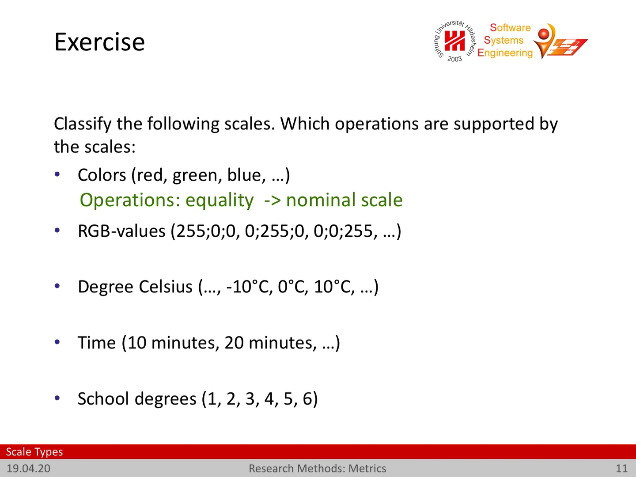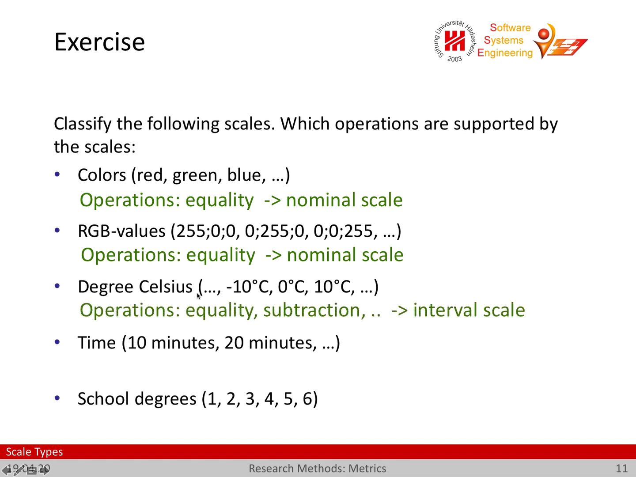RGB values are basically the same thing. They are not even ordered in a meaningful way, as you see here with the example. So is this smaller or larger than that one? Hard to say. That doesn't make a lot of sense. We can say they are equal or not, but that's it. So it's again, operation is equality, a nominal scale, no ordinal scale.